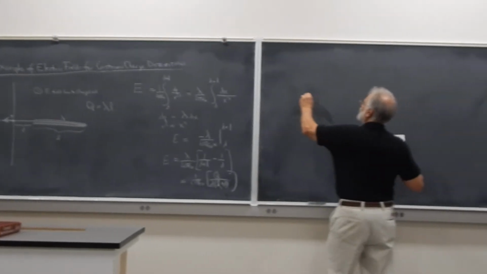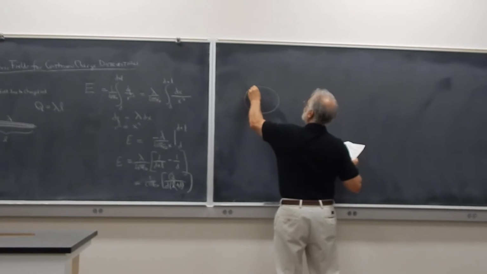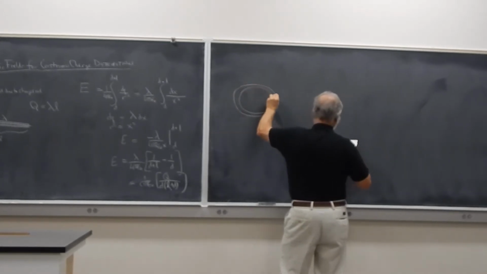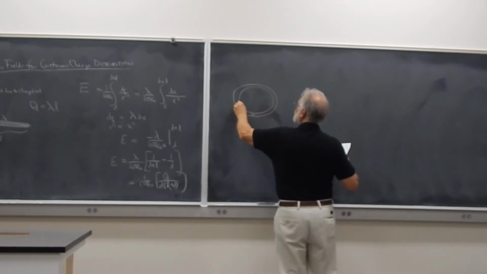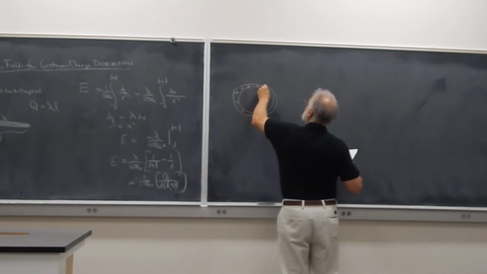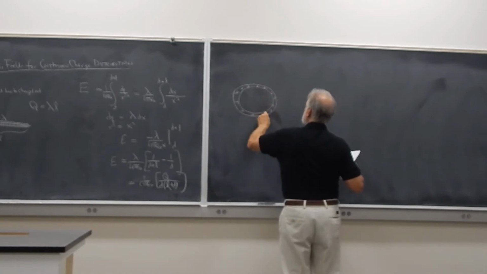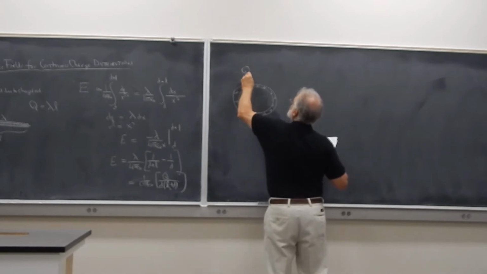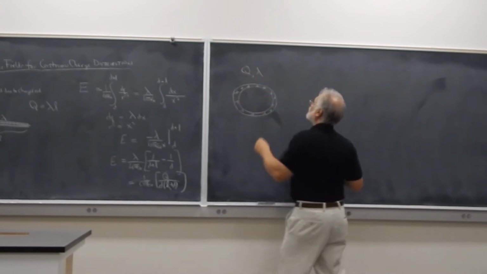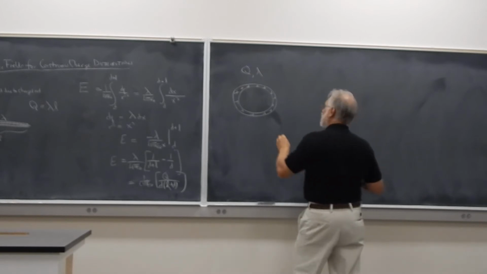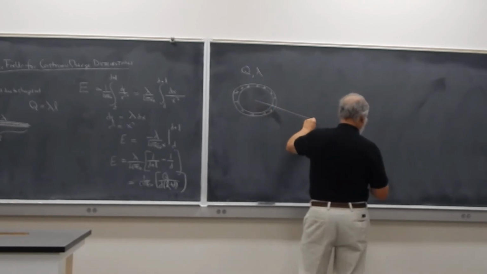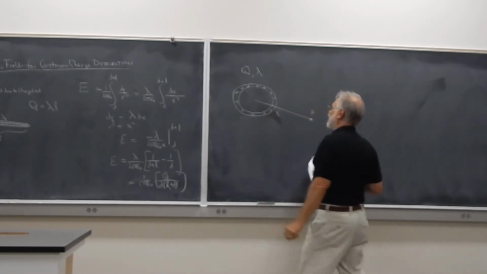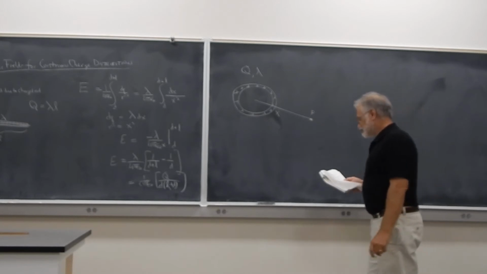Let's now look at the electric field due to a uniform ring of charge. So I've got a uniformly charged ring, and we'll say that it's got some charge Q. Let's say that it has a uniform charge per length lambda. And I want to calculate the field along the axis of the ring at some point P, a distance of x meters from the ring.